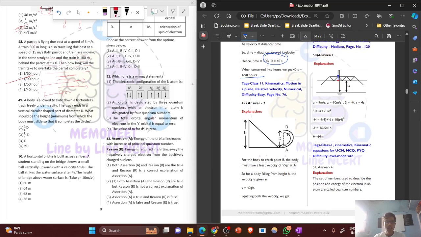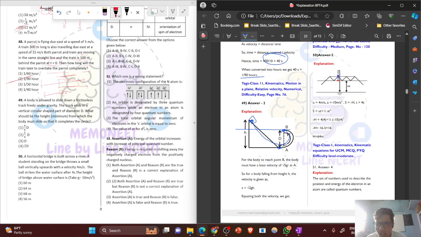A body is allowed to slide down a frictionless track under gravity. The track ends in a vertical circular part of diameter d. What should be the height of this? Again, the energy conservation. Like here, falling from here and going to the top here. So just apply the energy conservation. You can apply from here to here, or here to here. At 2 points you can apply the energy conservation.